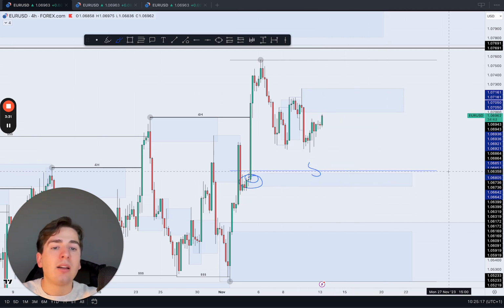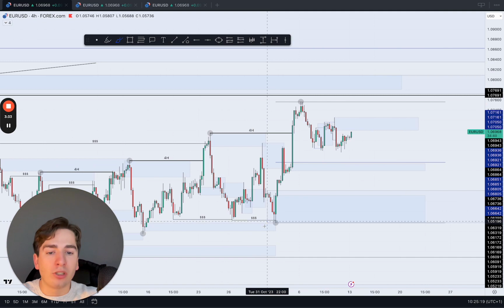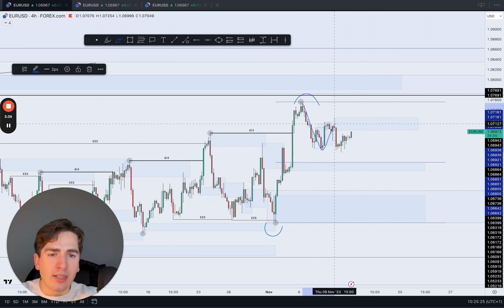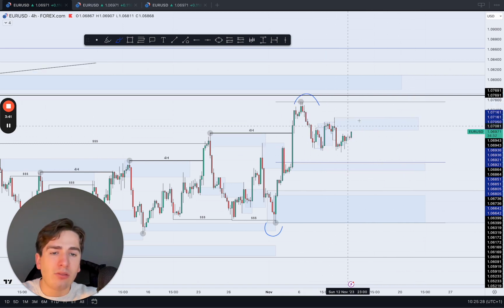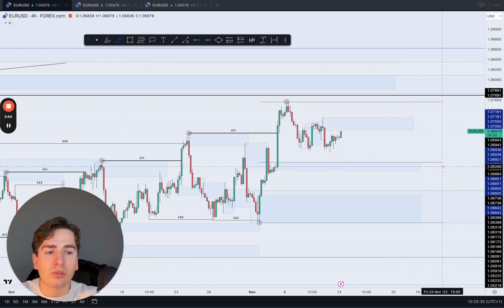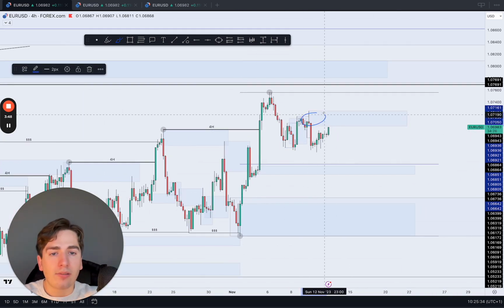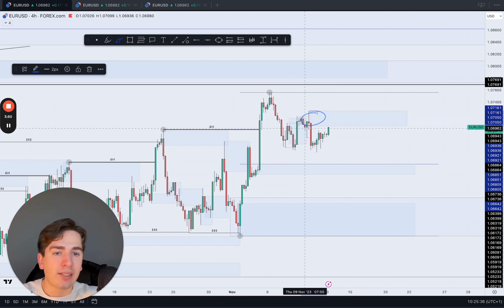However, keep in mind, the 4 hour swing structure is of course still bullish from this low to this high, but the fractal structure, the internal structure, is looking like it wants to head down, or at least the order flow looks like price wants to push further down. So I'll keep that in mind. I'll have a look how price reacts to this area of supply.